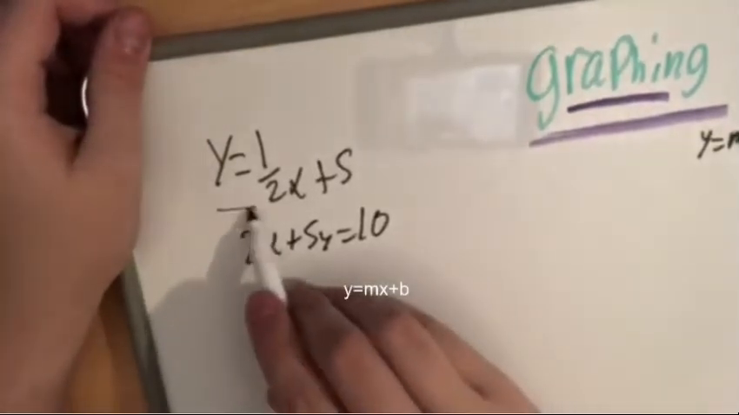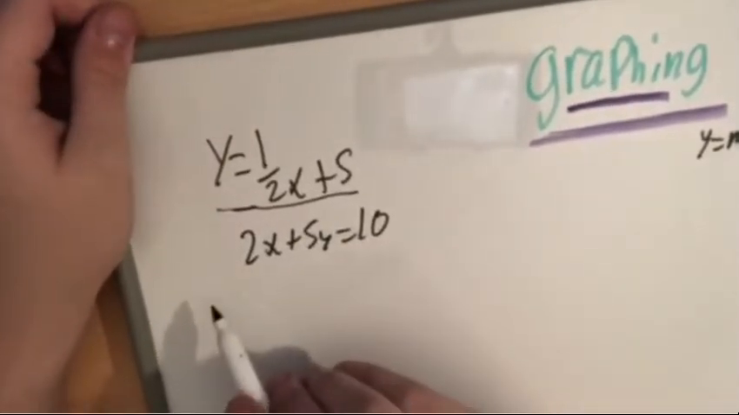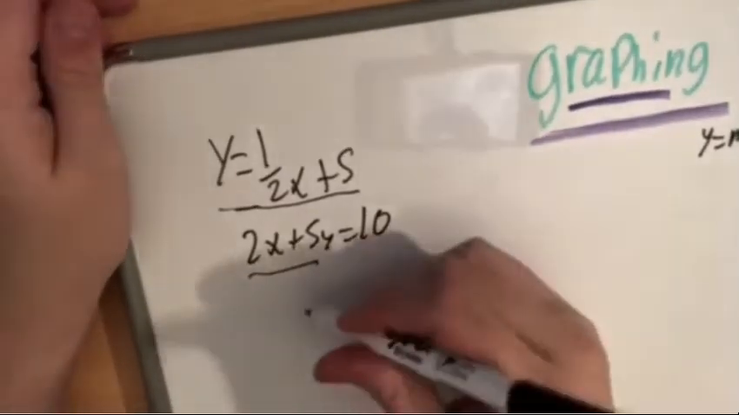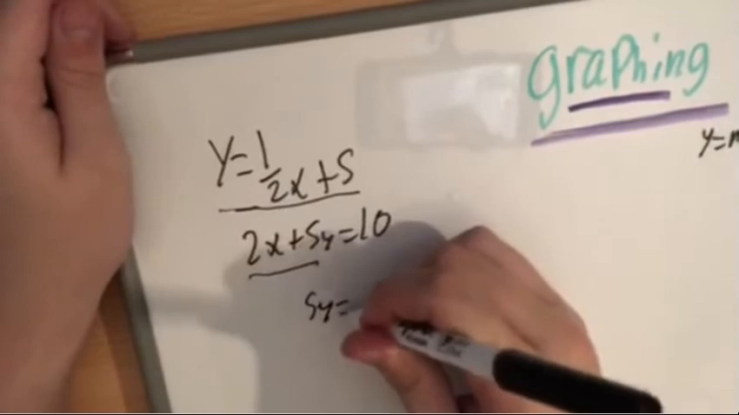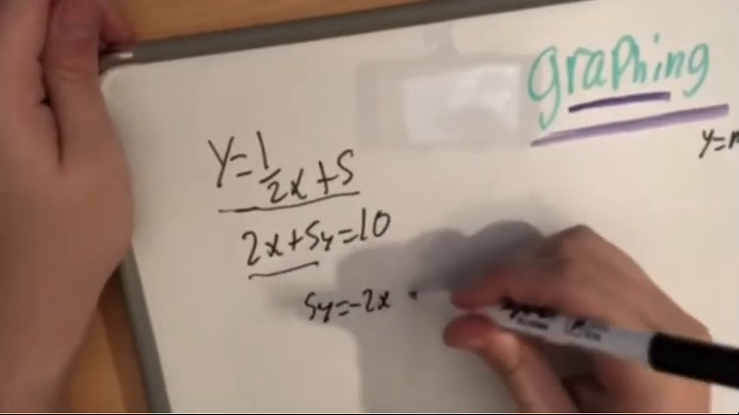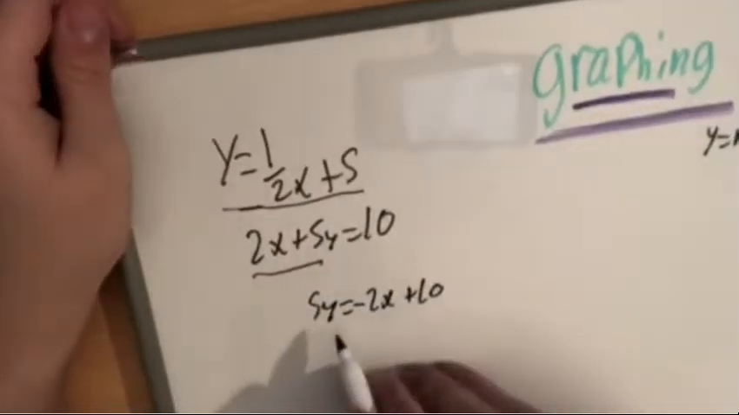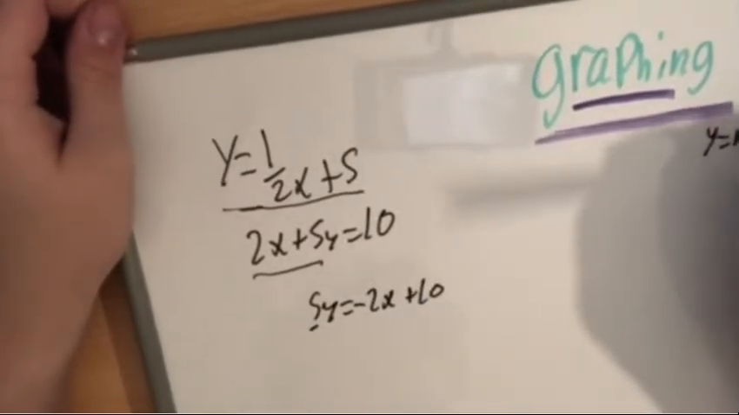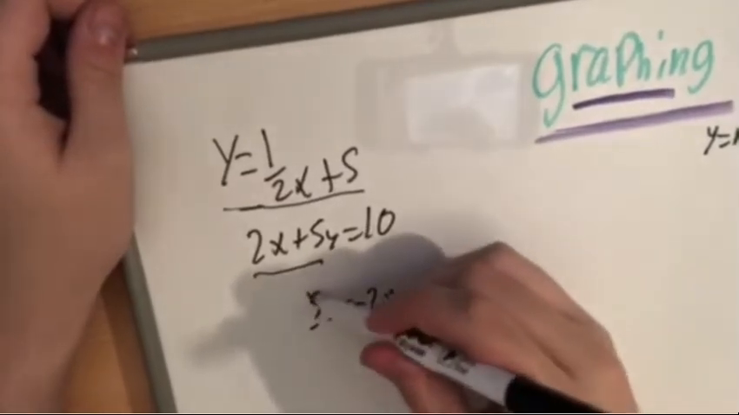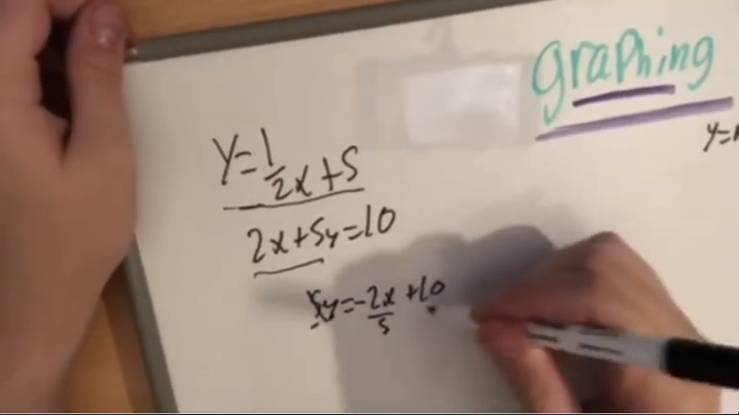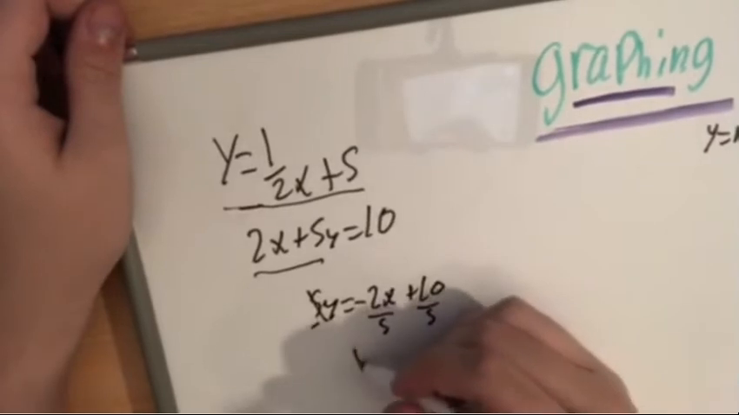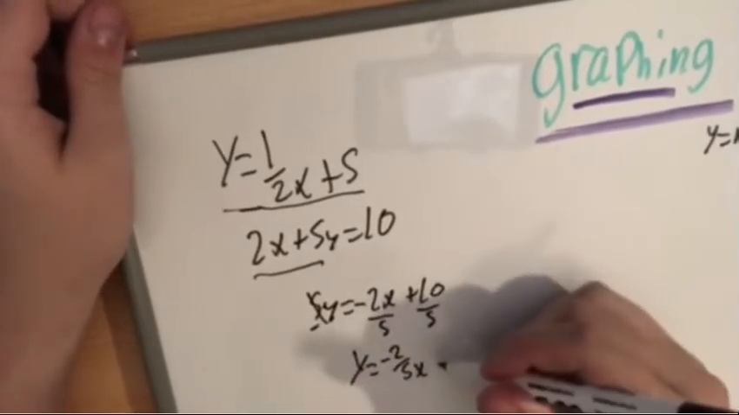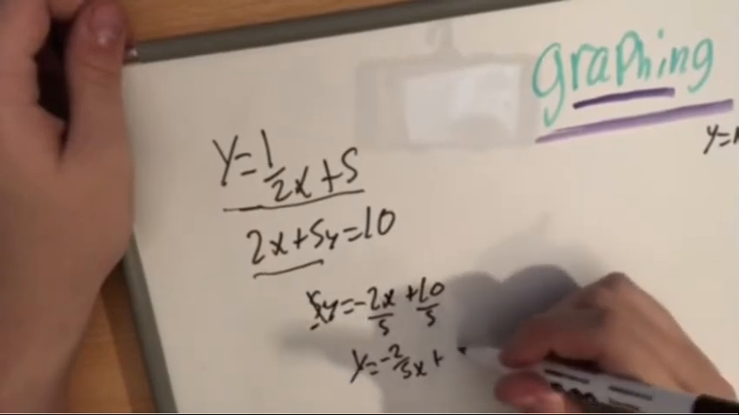So as we see up here, this top one is in y equals mx plus b format. The bottom one is not, so we have to fix that. So it will be 5y equals negative 2x plus 10. It's still not complete though, because there's a 5 here. It needs to be just y. So we're going to cross out the 5 and divide it under both. So we get y equals negative 2 over 5x plus 2.